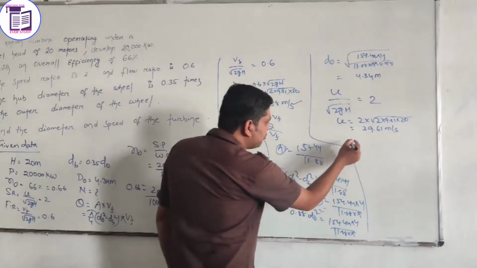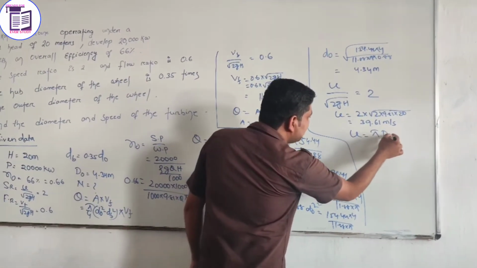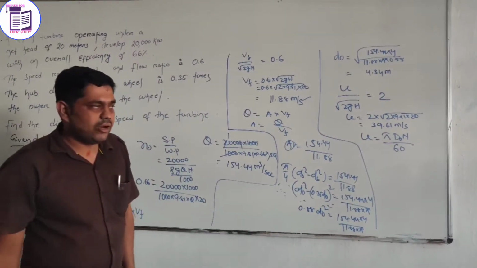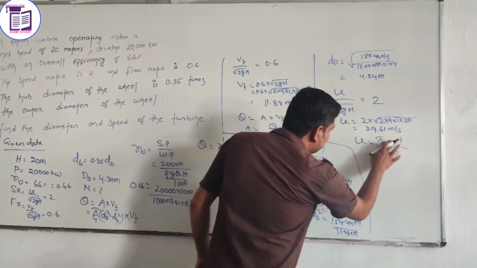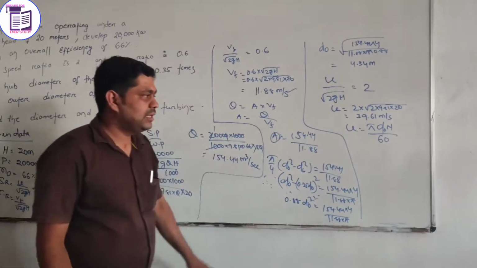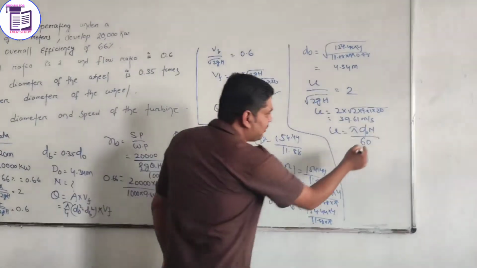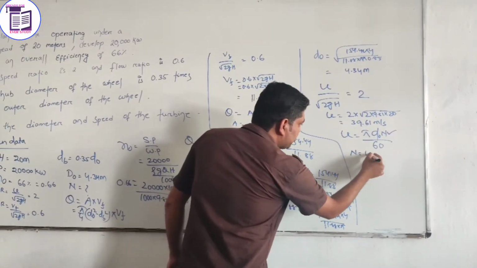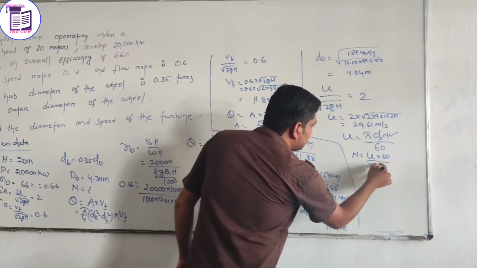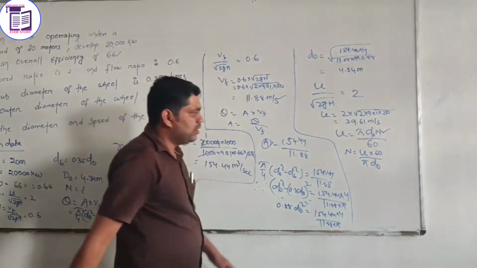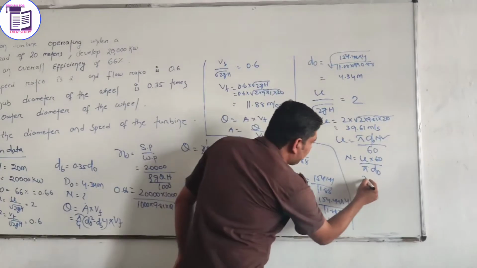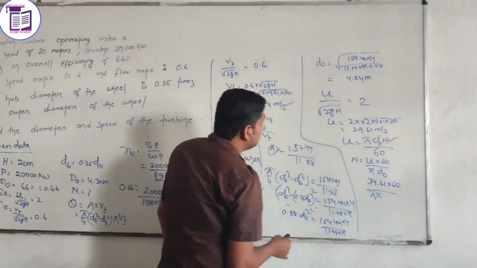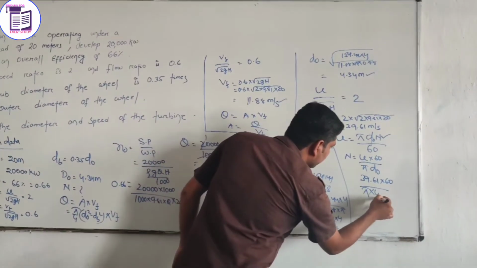Now U is 39.61 meter per second. So what is the formula of U? U is equal to pi D N by 60. You are considering the outer diameter, so pi D_o N by 60. Using this relation you can find N, or revolution. Now put N on one side and cross multiply with each other. Now U is 39.61, and 60 over pi into outer diameter 4.34.